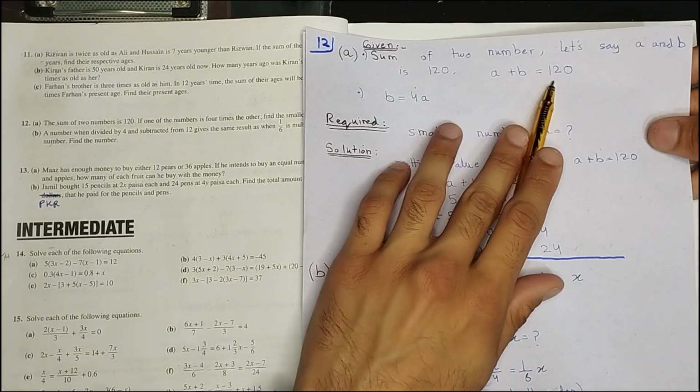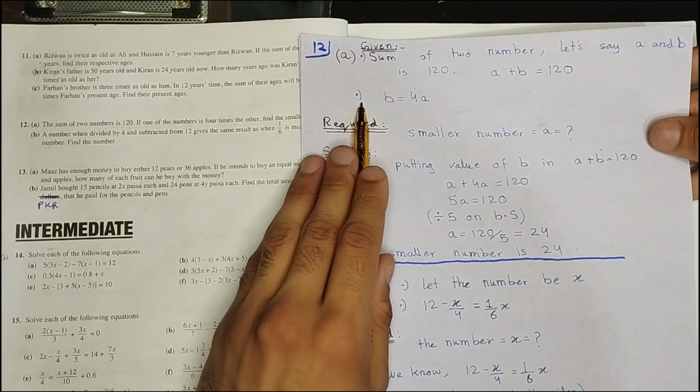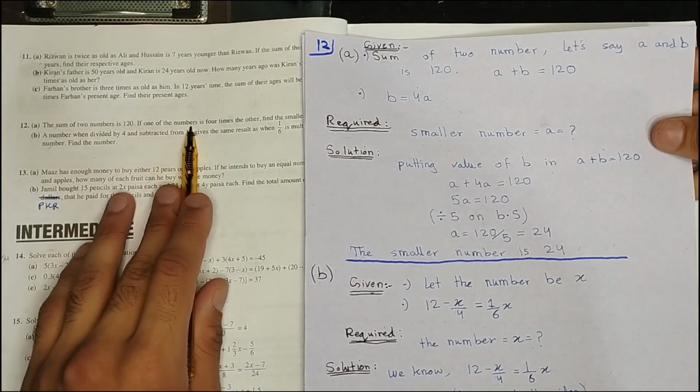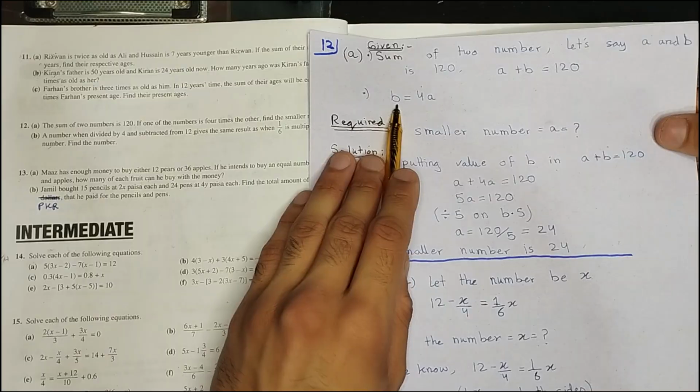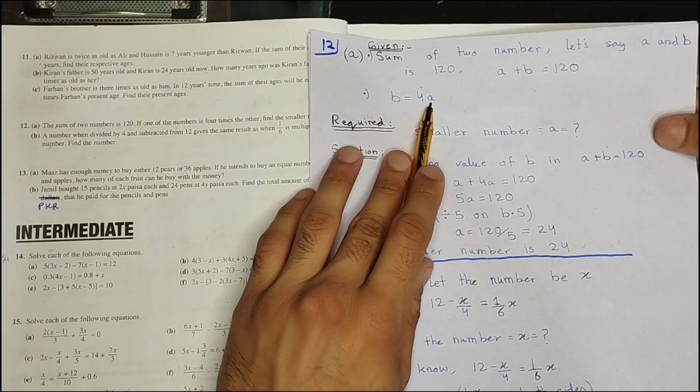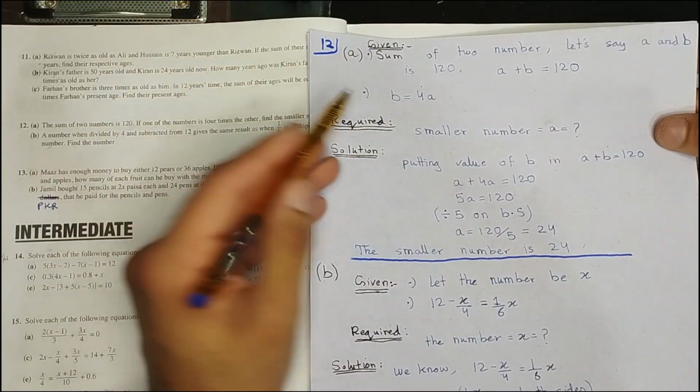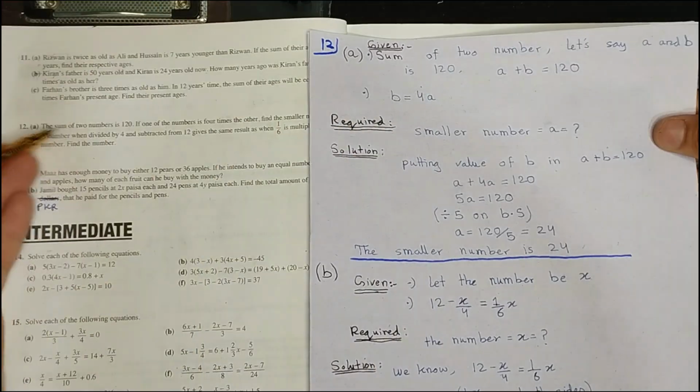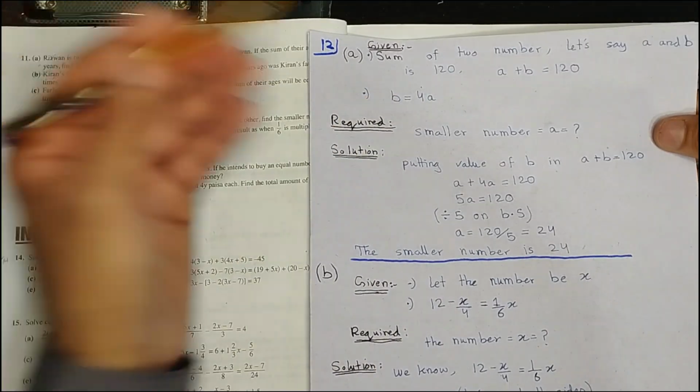So A plus B is basically 120. Simple. The question says that one of the numbers is 4 times the other. B is equal to 4A. Okay, again, simple. We accept that, whatever the question tells us.